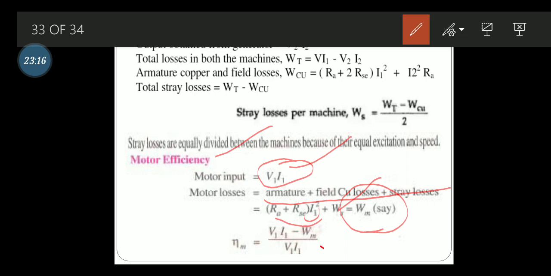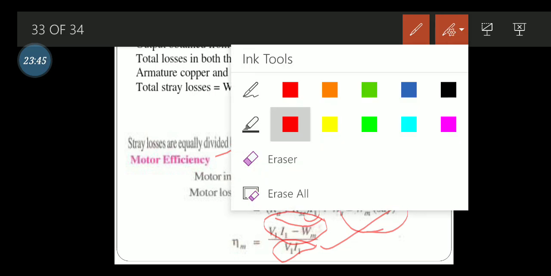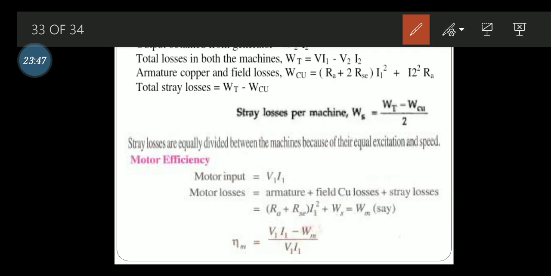Finally, the motor efficiency is the output power divided by the input power. The output power is the difference between the input power and the total motor losses, that is V1 I1 minus WM, divided by the input power V1 into I1. This is about the motor efficiency.